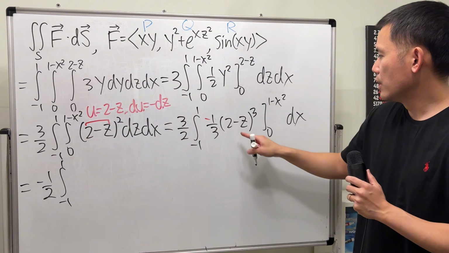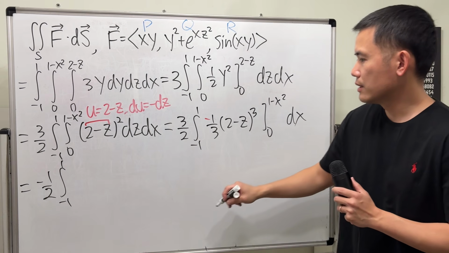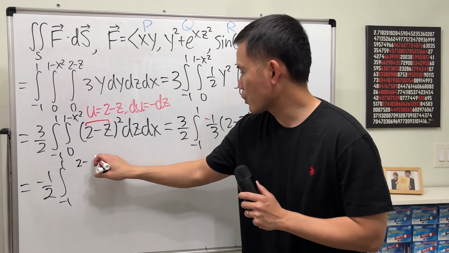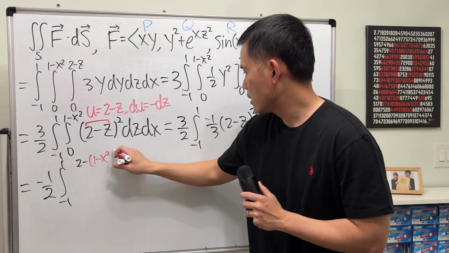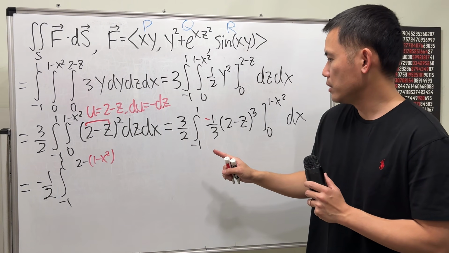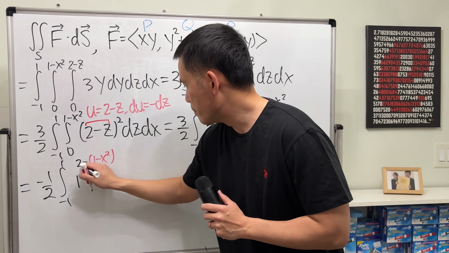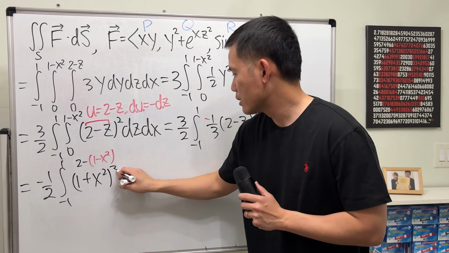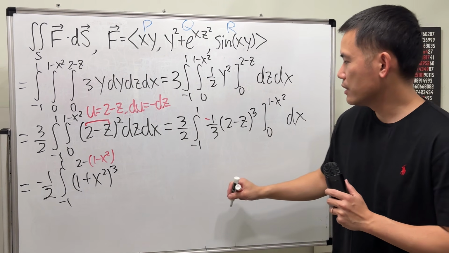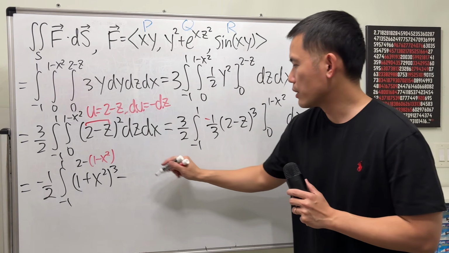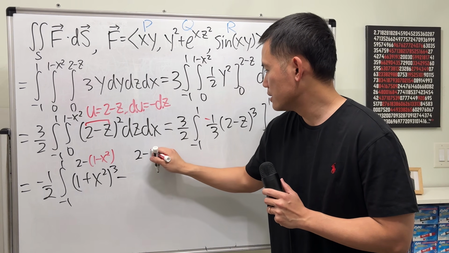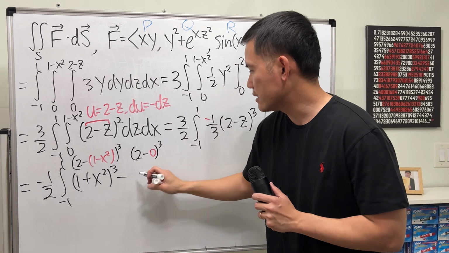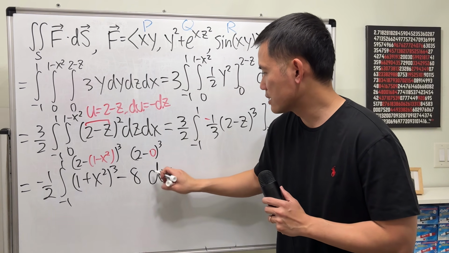That is going to be 2 minus 1 minus x squared. Like this, right? That's the input here. So it will be 1 plus x squared, and then third power. And then plugging 0 in here is just going to be minus 2 to the third power, right? It's 2, and then minus 0. So that will be 8. And we have the dx.